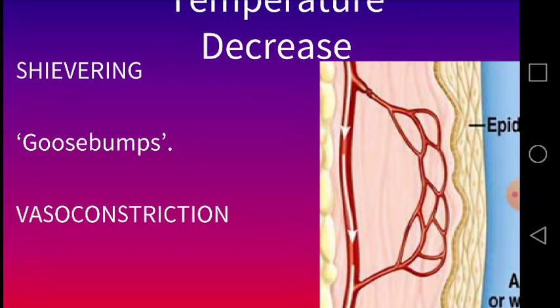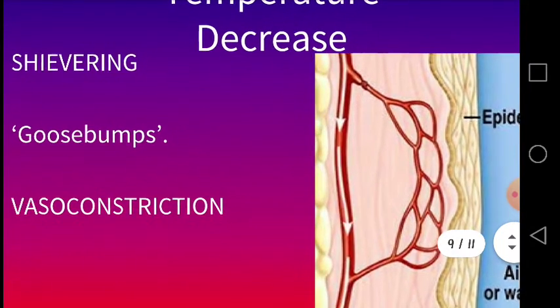Shivering is the response of the body when the body temperature drops. What happens in shivering? The muscles begin to rapidly contract and relax, which generates a large amount of heat and helps to maintain the body temperature around the vital internal organs. So shivering is of great importance in this regard.